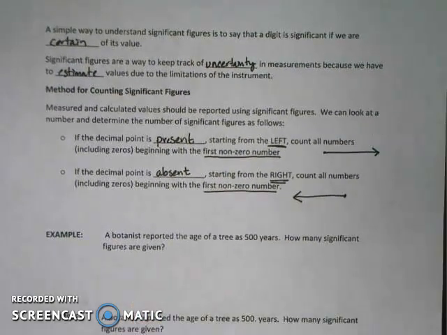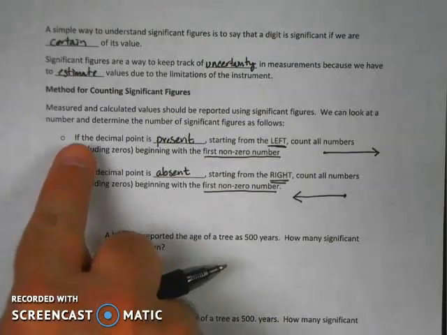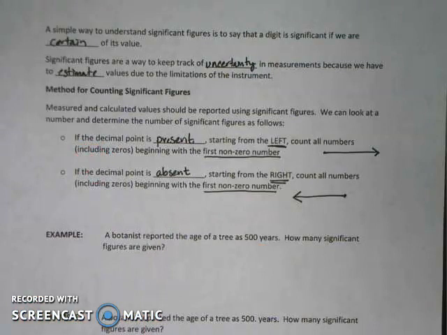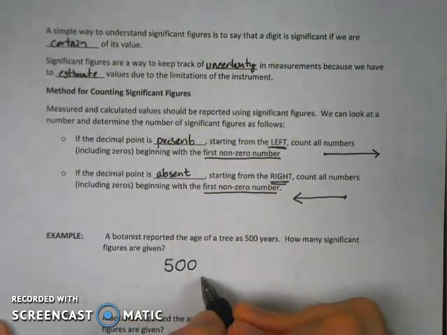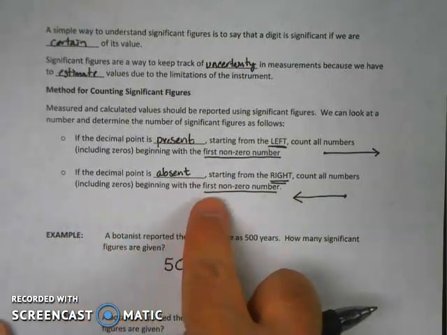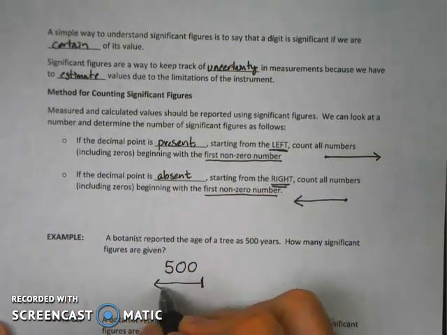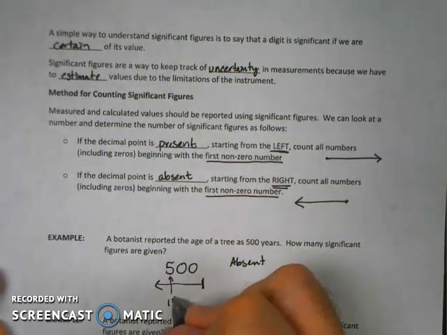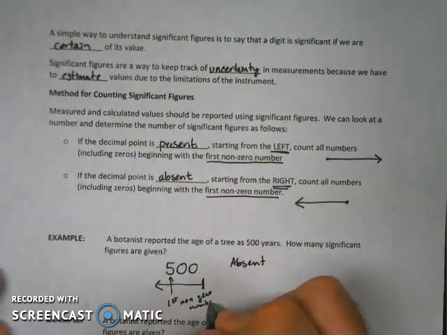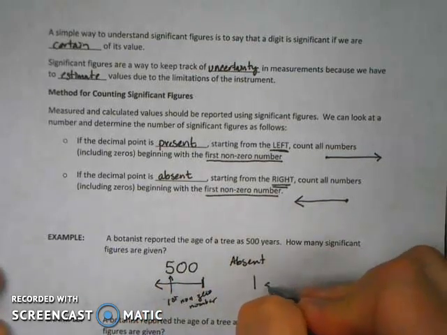If we look at these two examples, a botanist reported the age of a tree as 500 years. How many significant figures are given? We have to look up here. Do we have a decimal point in 500? Was it present or absent? Well, there's no decimal point anywhere near that number, so it's absent. So with this number, 500, with no decimal point, we start from the right of the number and count all numbers beginning with the first non-zero number. Our first non-zero number is that 5. That's the only one we have when we count this way, so we have one significant figure.